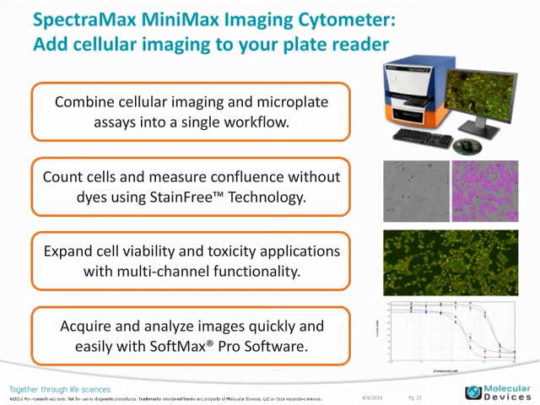So it allows you to combine cellular imaging with microplate assays into a single system, allows you to count cells and measure confluence without the use of dyes using the StainFree technology, which I just told you all about. And it has two-color fluorescence, so you can expand the cell viability and toxicity applications that are available. And all of this is done within the SoftMax Pro software, which is used to acquire the data and the images and to do complete analysis.